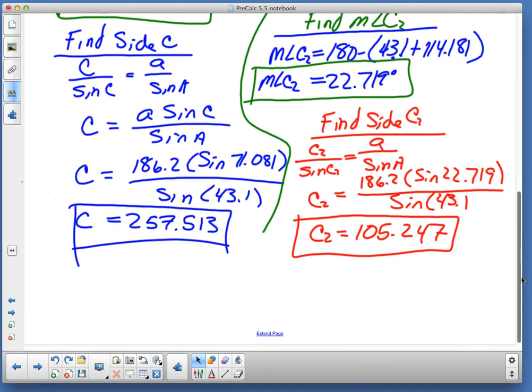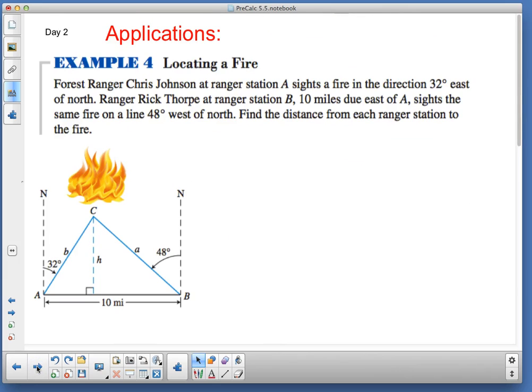Now today is all about applications. And we have 4 applications, examples 4, 5, 6, and 7, that we're going to do today. A Forest Ranger, Chris Johnson, at Ranger Station A sights a fire in the direction of 32 degrees east of north. Ranger Rick Thorpe at Ranger Station B, 10 miles due east of A, sights the same fire on a line 48 degrees west of north. Find the distance from each ranger station to the fire.